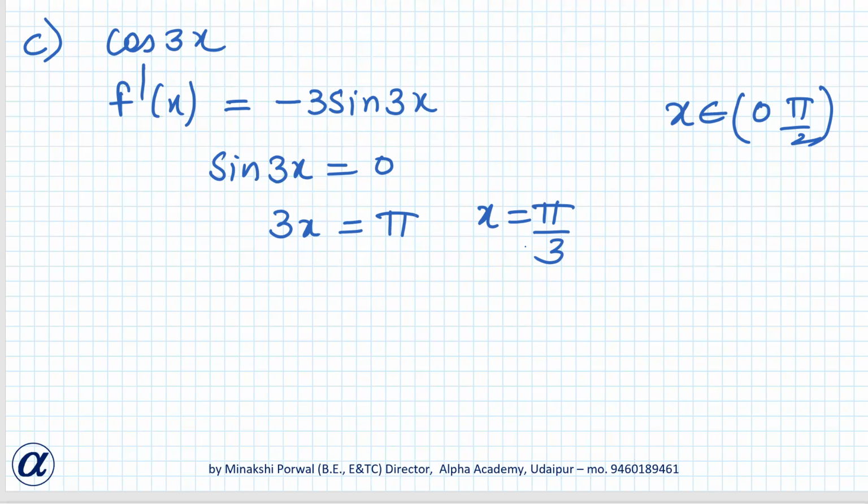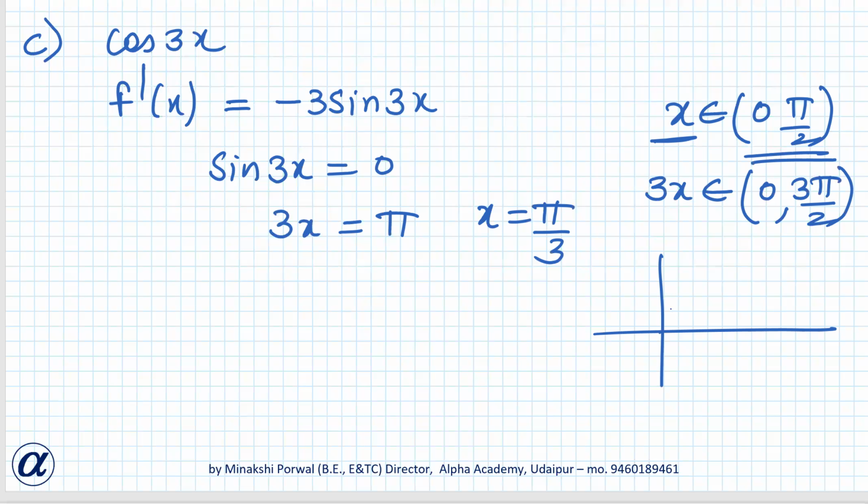So when x is equal to pi by 3, basically when x is 0 to pi by 2, what will 3x become? 0 to 3 pi by 2. Okay. Now for sin with 3x from 0 to 3 pi by 2, this is 0, this is pi by 2, this is pi, and this is 3 pi by 2. So from 0 to pi it is increasing, and from pi to 3 pi by 2, it is decreasing.